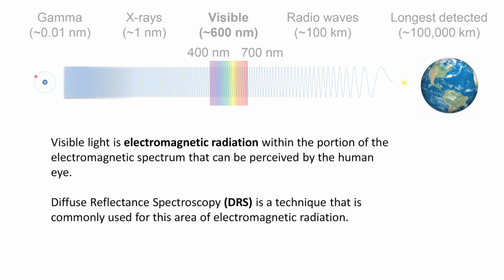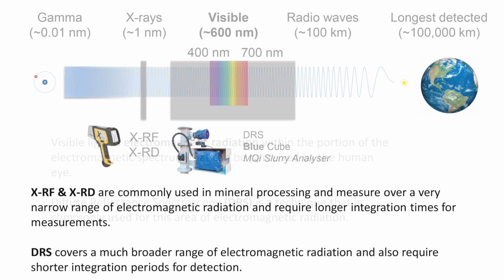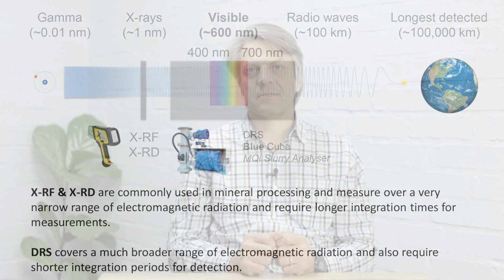We do this using a technology called DRS, or diffuse reflective spectroscopy. Other well-known technologies used in the mineral industry are XRF and XRD. These look at a very narrow range, requiring longer integration times, while the visible and near visible range require shorter integration time and cover a wider range.